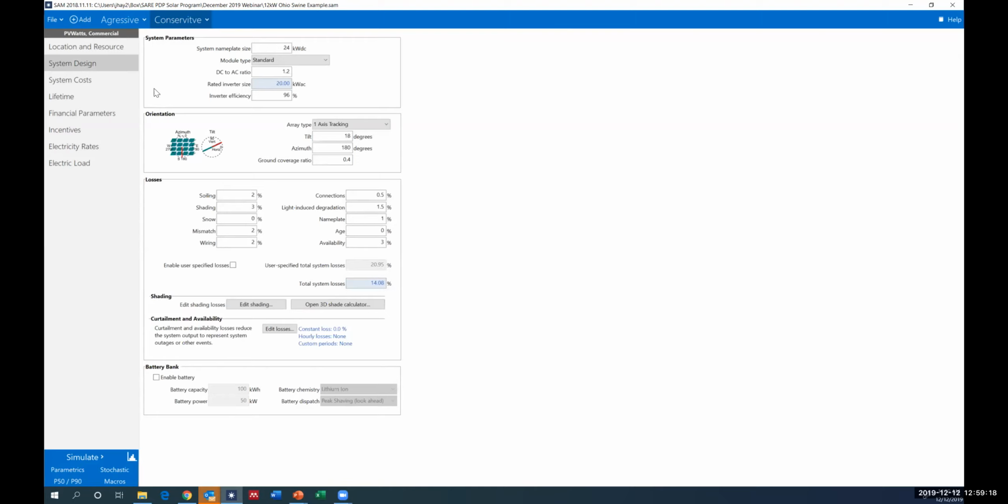I don't know how big you have to be to get those, but my guess is you have to be in the megawatt scale before you start to get those prices.